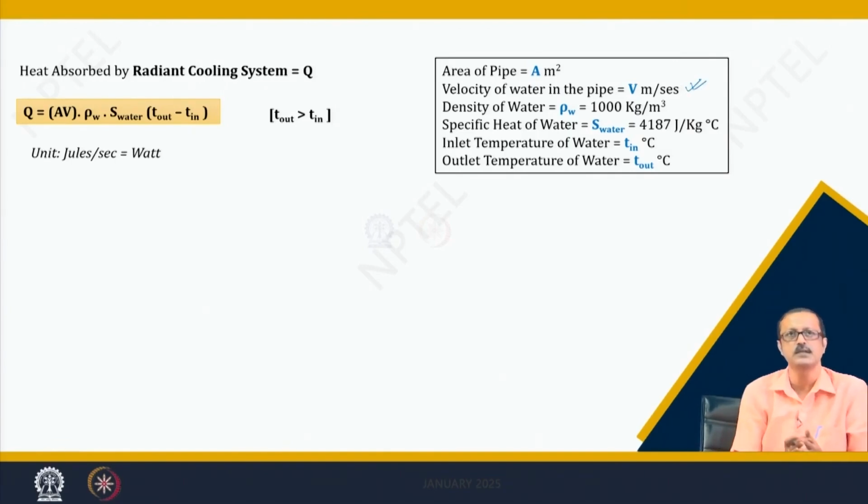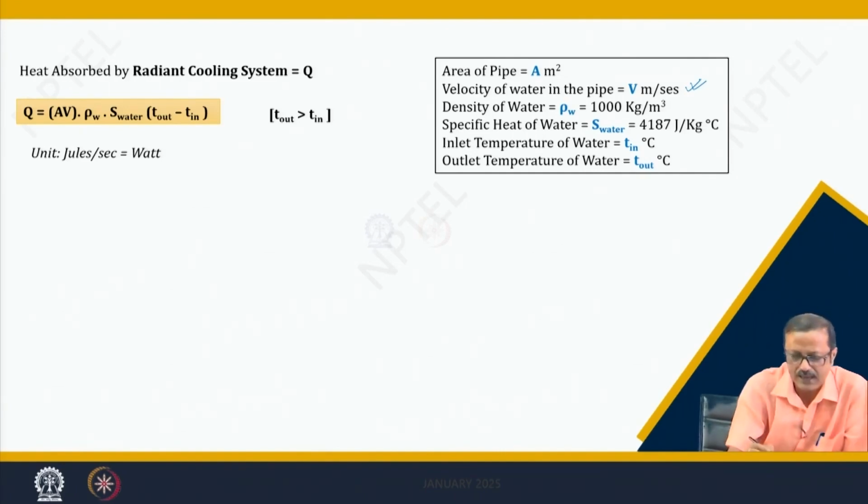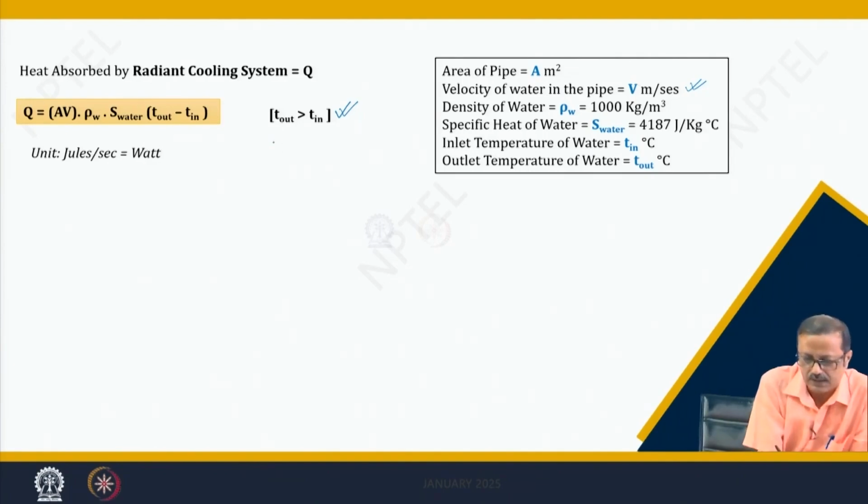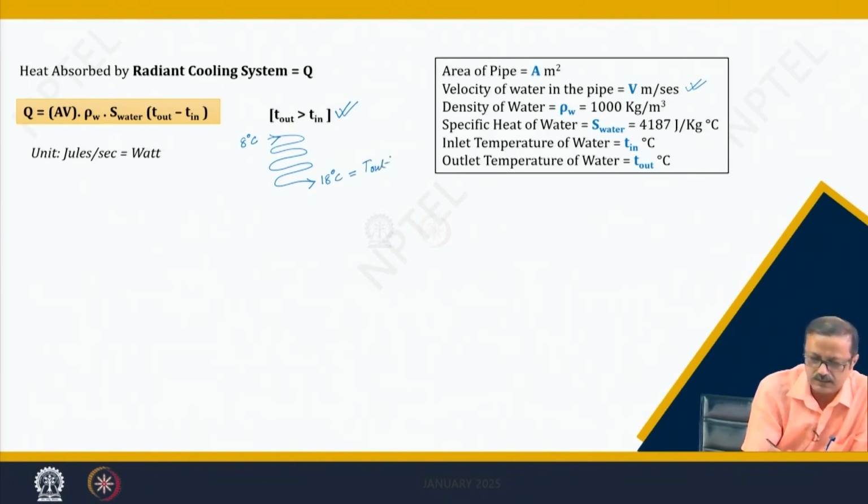Rho W is the density of the water, S water is the specific heat of the water, and T out and T in are the outlet temperature and the inlet temperature. By virtue of the heat exchange, the outlet temperature will definitely be higher. Suppose there is a chilled panel. If you send 8° water, it will come out at maybe 18°. So, this is your T out and this is your T in, and the delta is 10° centigrade or so.